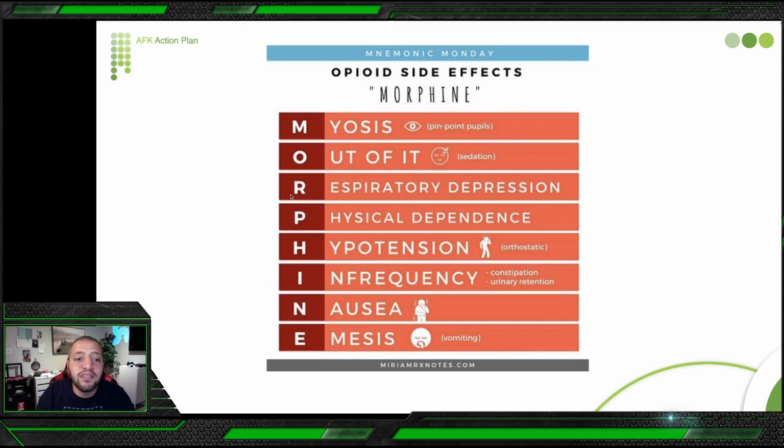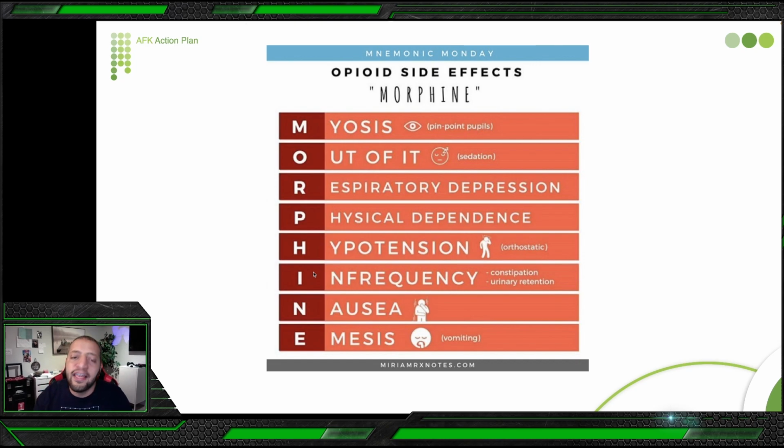Respiratory depression, and this is the most important side effect of this one, because if you have an overdose of this, it will lead to death. Physical dependency, and we all know why this is happening. Hypotension, because your blood pressure is low, you have vasodilation everywhere inside your body. Infrequency, meaning constipation and urinary retention, and nausea, you lead to nausea and vomiting, and emesis. So this is morphine. It will help you to understand the side effects of opioids.